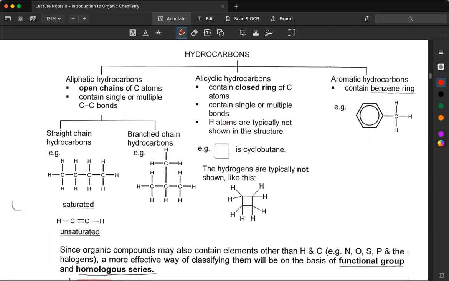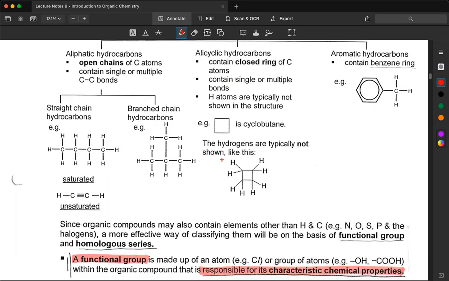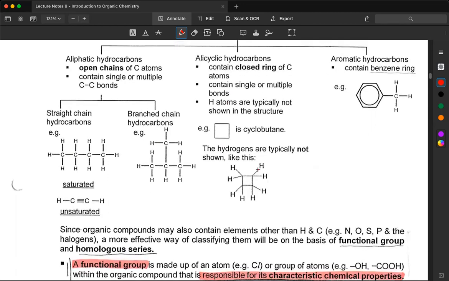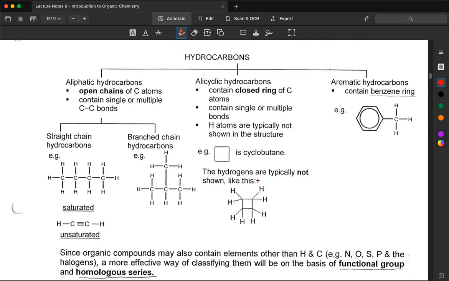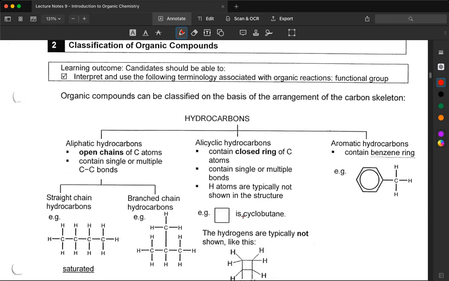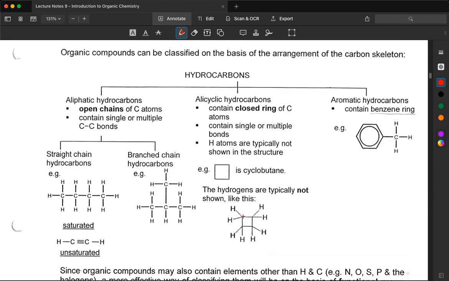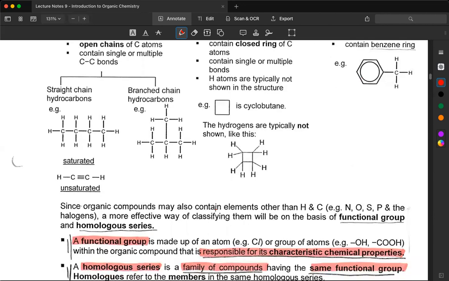The hydrogen atoms are typically not shown in the structure. For example, like this, you don't show the hydrogen and you don't label the C. Okay, so each line represents 2 carbon atoms bonded together. This is called cyclobutane. This is the skeletal formula. The aromatic one, we will elaborate in the topic of benzene.